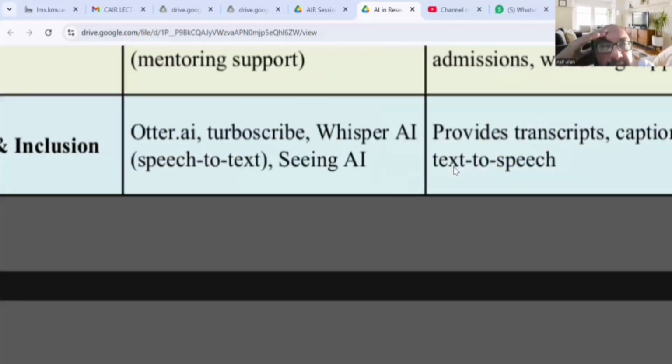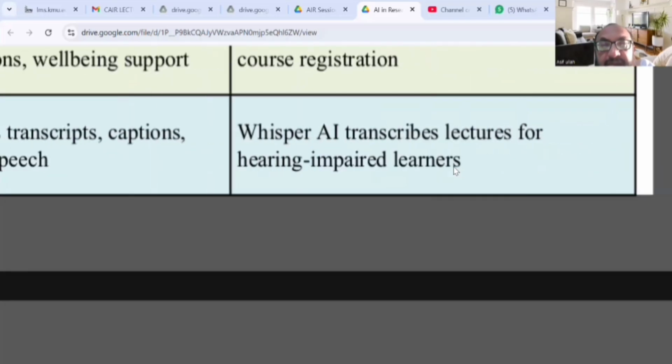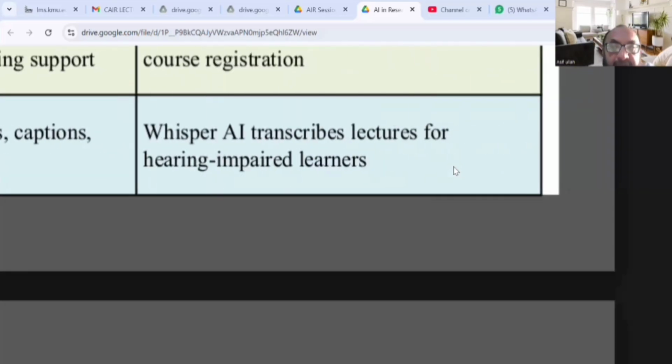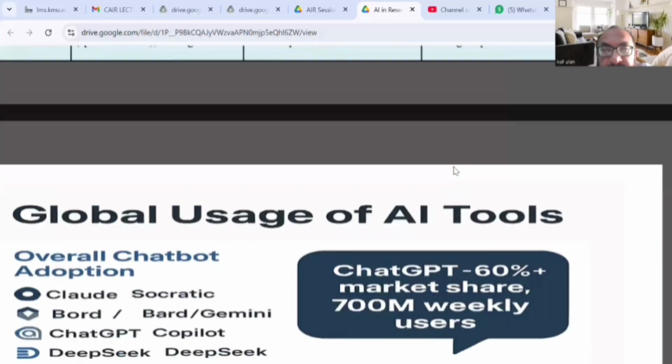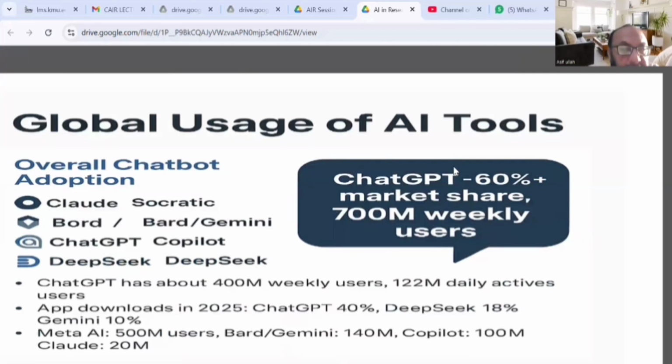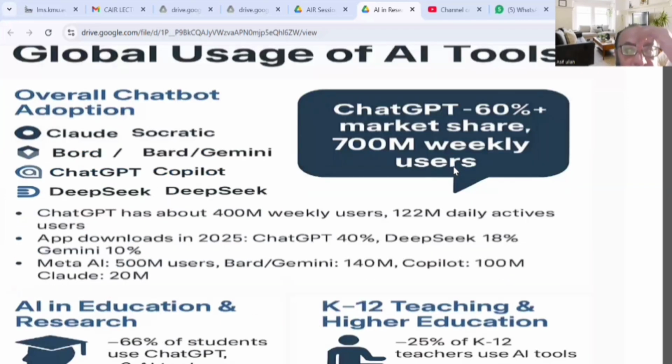Accessibility and inclusion: Otter AI, TurboScribe, Whisper AI for speech to text. Seeing AI provides transcripts, captions, and text to speech. Whisper AI will transcribe lectures for hearing impaired learners. So the global usage of AI tools is growing. ChatGPT has 60% market share in overall chatbot adoption, among Claude, Socratic, Bard, Gemini, Copilot, and DeepSeek. ChatGPT has about 400 million weekly users. So this is hundreds of millions of users.